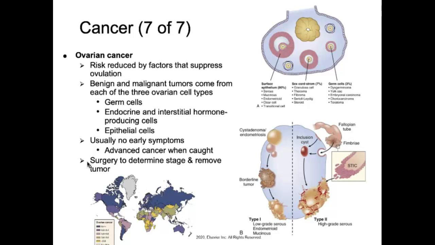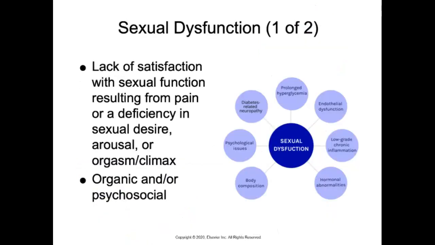Moving away from cancers now, let's talk about sexual dysfunction. And this is when we have a lack of satisfaction with sexual function resulting from pain or a deficiency in sexual desire, arousal, or orgasm or climax. And about 45% of adult women have some form of sexual dysfunction, and it could be due to a chronic medical condition that can affect both sexual desire and sexual function. So those can include, of course, organic and psychosocial reasonings. You could see some of them listed over here.